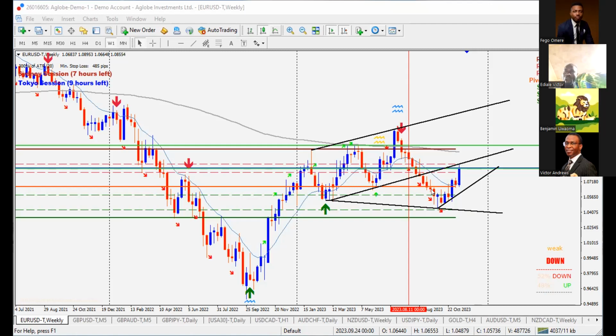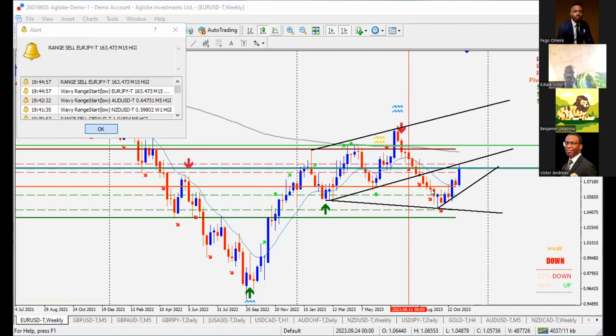How much will it cost you? As a professional trader, you don't just have a strategy. You also have a risk management strategy. What happens if price goes against you? What is your plan? That must be captured. And that is the essence of having a stop loss.